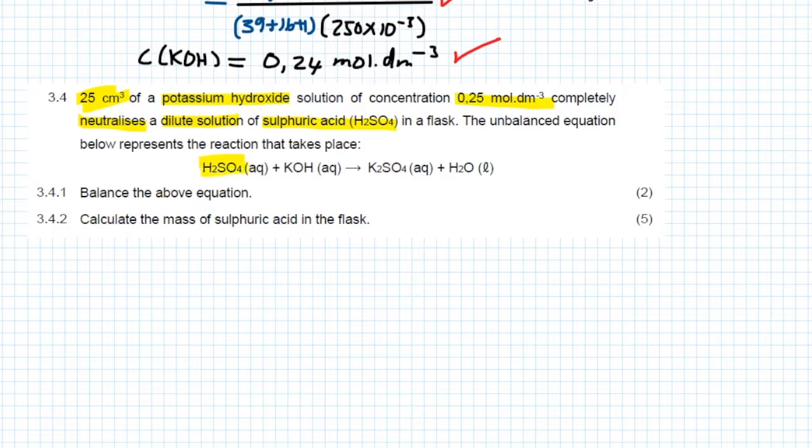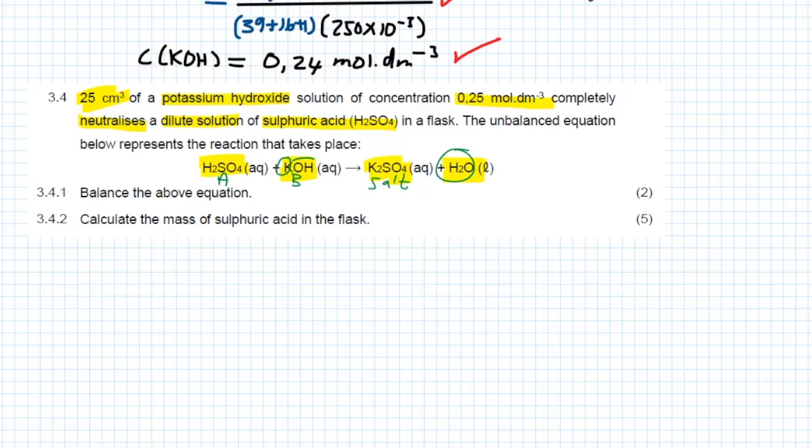We have sulfuric acid reacts with potassium hydroxide to form potassium sulfate and water. Remember, when an acid reacts with a metal hydroxide, that is a base, specifically a metal bonded to hydroxide, it's going to form a salt and water. This is an unbalanced equation.